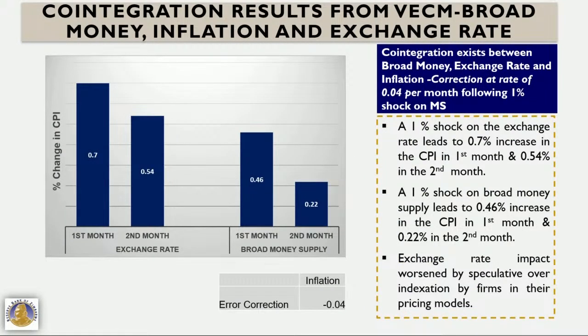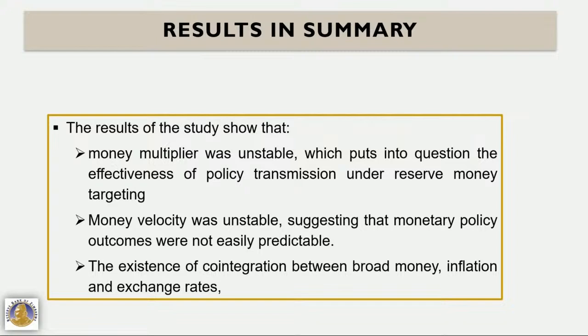So in order to also understand the long-run trend relationship, as mentioned, we investigated if there is a long-run relationship amongst money, broad money, inflation and exchange rate. And we observed that in the long run, after imposing non-stationarity and differencing of order one, there's some long-run trend relationship amongst these variables. So in summary, the results show that the money multiplier was unstable, and the money velocity was unstable as well. But there was existence of co-integration between broad money, inflation, and exchange rate.